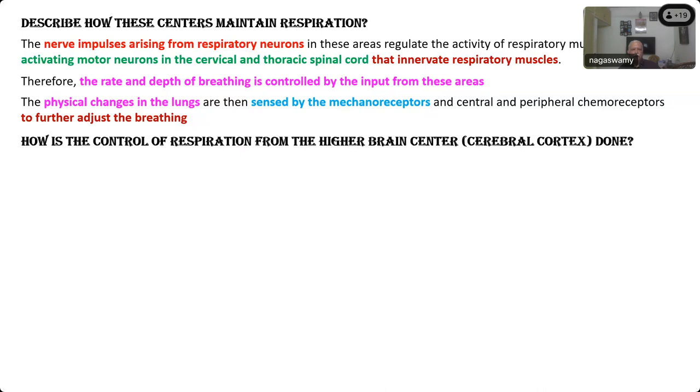Now, how is this control of respiration from the higher brain center, that is cerebral cortex, done? What is the connection between cerebral cortex and the lower situated respiratory centers in the pons and medulla?